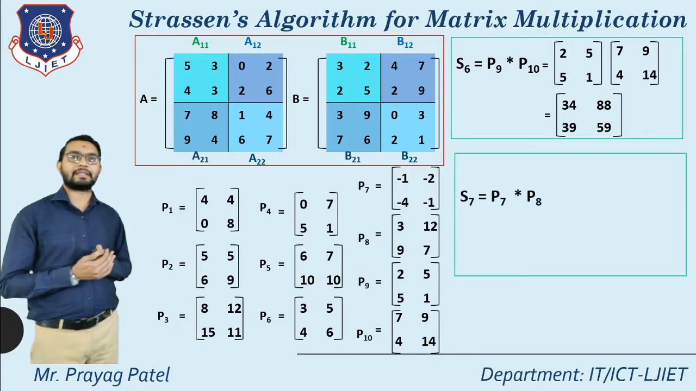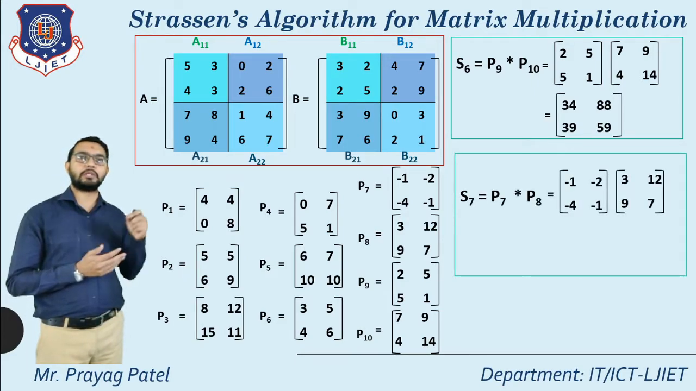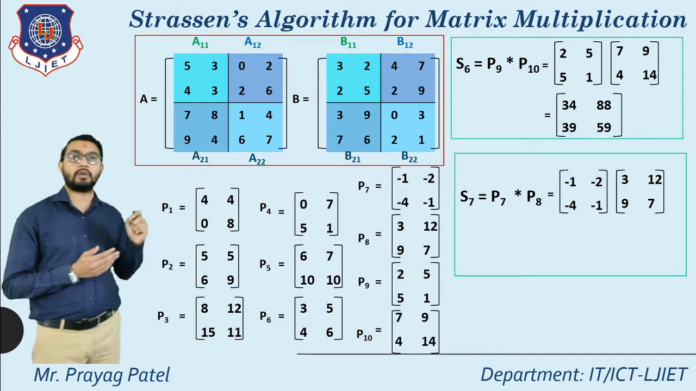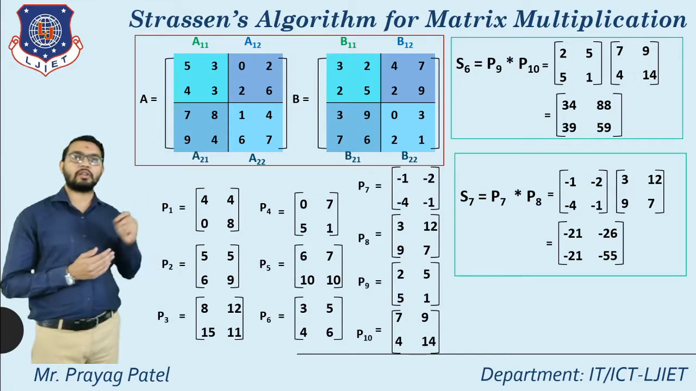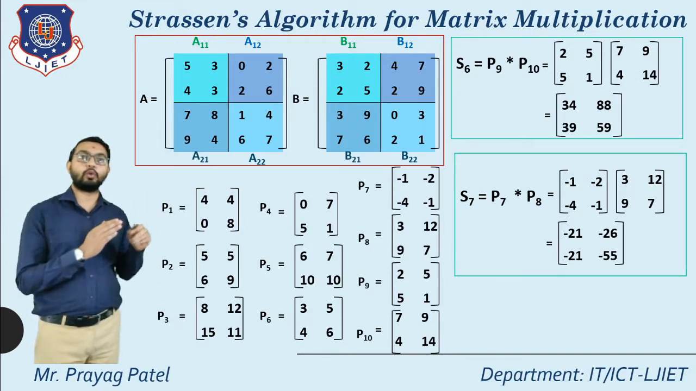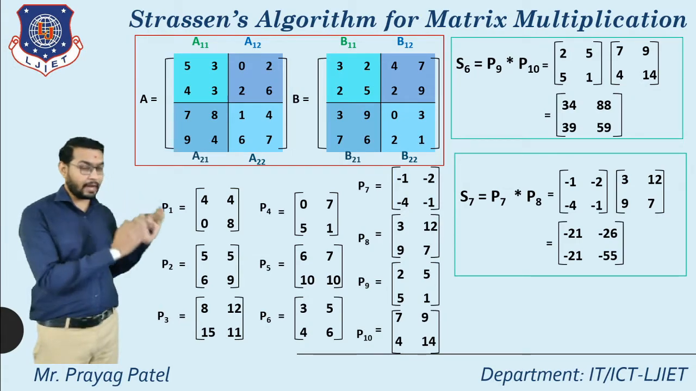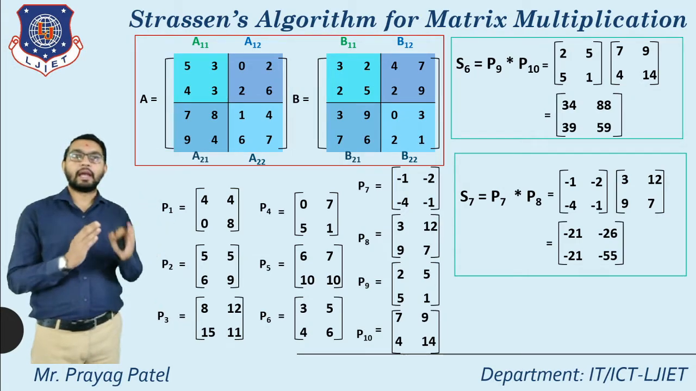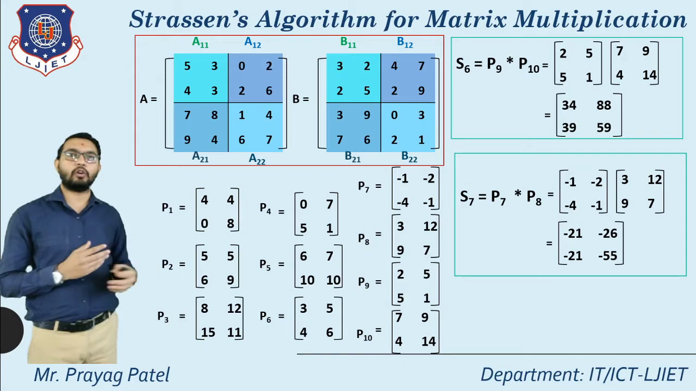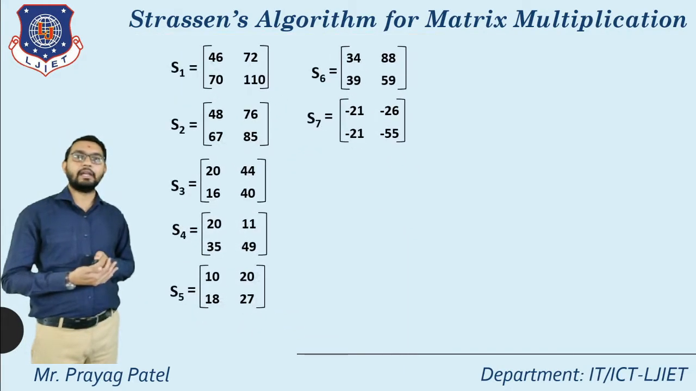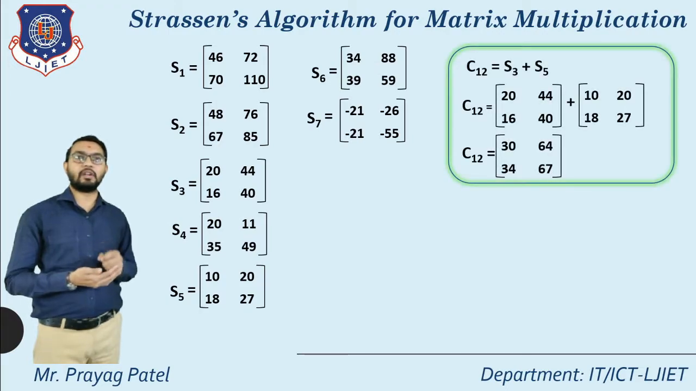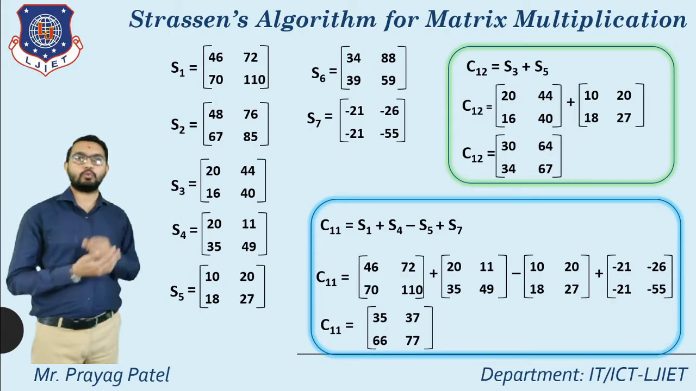Now the last one is S7. P7 multiplied with P8 means -1, -2, -4, -1 multiplied with 3, 12, 9, 7. So the resultant matrix is -21, -26, -21, -55 according to the recurrence method. So we find the S1 to S7 values as a recursive call of all the functions of this Strassen's algorithm. Now after that find the values of C11, C12, C21 and C22.